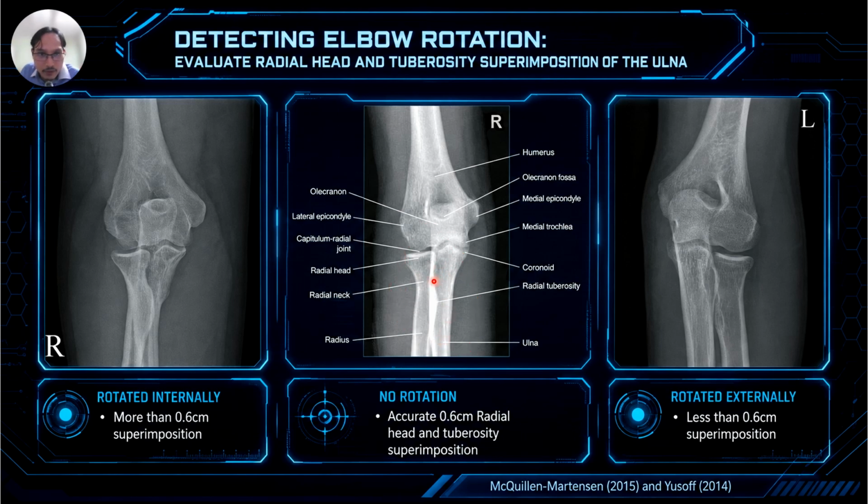There are two types of rotation. First is internal rotation. Radial head and tuberosity superimposition more than 0.6 cm. Second is external rotation. Radial head and tuberosity superimposition less than 0.6 cm.